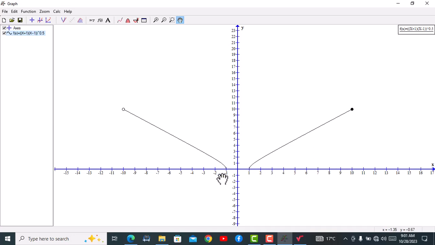And your range, I can see that the function is defined at x equals 0, y is 0. When x is 1, y is 0. So the range would be 0 inclusive to positive infinity. And we can investigate that.